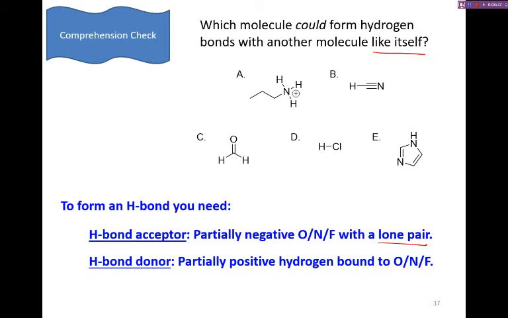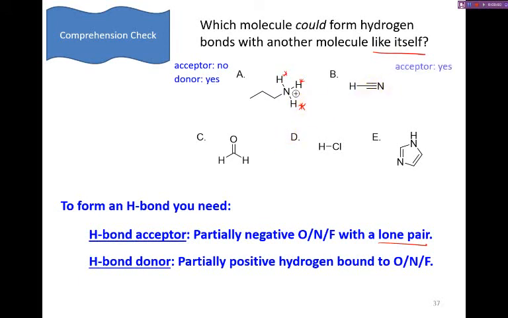Okay, so let's go through this. A does not have an acceptor. There's not a negatively charged oxygen, nitrogen, or fluorine. This indicates that we have a positively charged nitrogen. However, it does have a hydrogen bound to nitrogen, and that means that it is a donor. So any one of these hydrogens could be donated within a hydrogen bond.